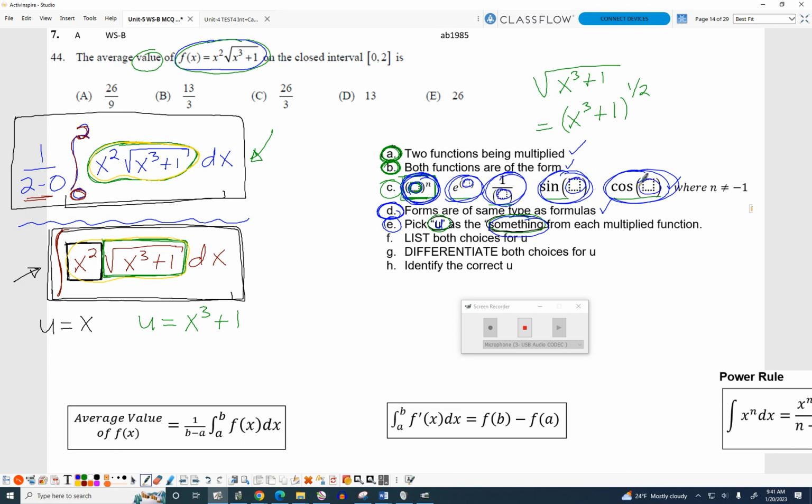So I've done that. I found that for the black formula, U would be x. For the green formula, U would be x cubed plus 1. And that's where I've stopped. Okay. Better? Yeah, that's a lot more better.